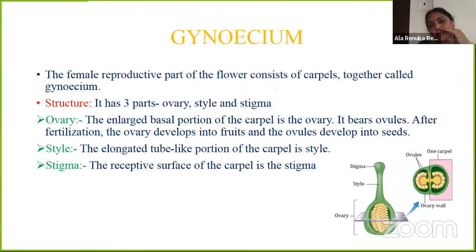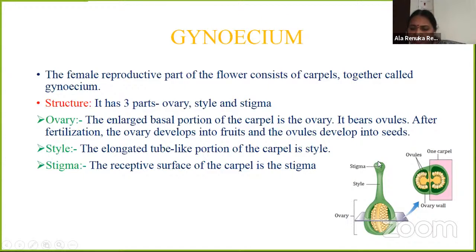And let us study about the innermost whorl of the flower, that is the gynoecium, the female reproductive part of the flower. The gynoecium represents the female reproductive part of the flower, and the different units in the gynoecium are called carpels or pistils. It has three different parts. The swollen base of the carpel is called the ovary. The long tube-like structure of the carpel is called the style, and the sticky receptive top of it, the head of it, is called the stigma.